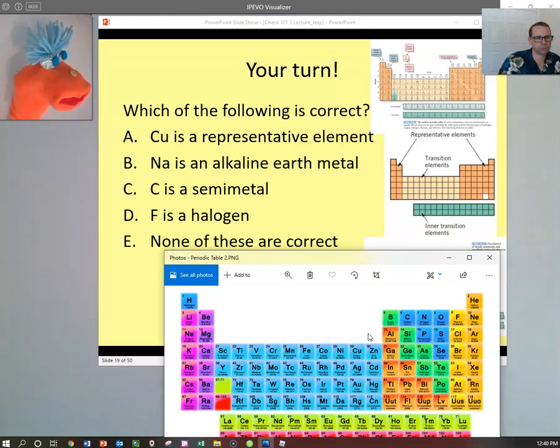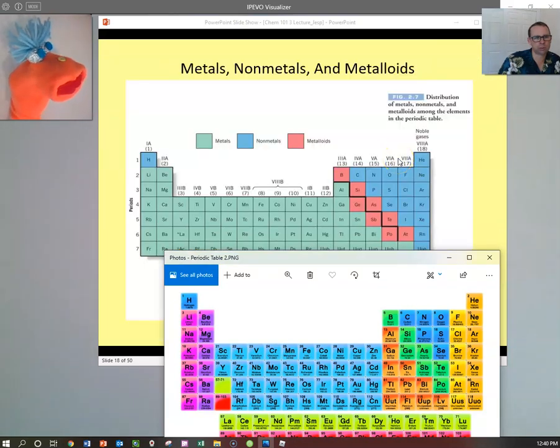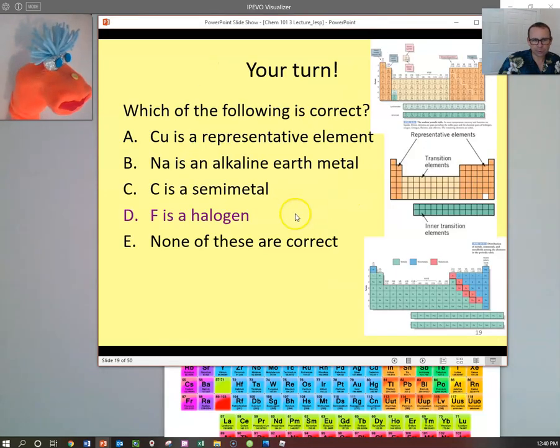F is a halogen. Where's F at? It's number 9 over here. That last column, I can't remember, what were those called? Let's go back and take a look here. Oh yeah, F are the halogens. So that's right. That one's good. Okay, very good. So fluorine is a halogen is our correct answer.